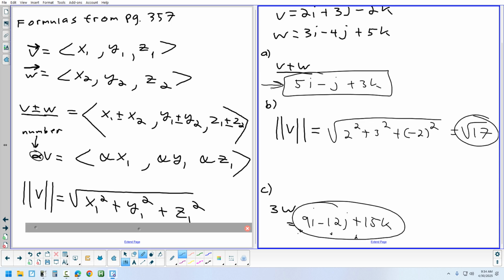How about the answer to part B? Magnitude. It's just a magnitude, right? That is not a vector. This is just a number. That does not tell me any kind of direction. It tells me the length of something. So it's important to know what kind of answer you're getting when you're solving.